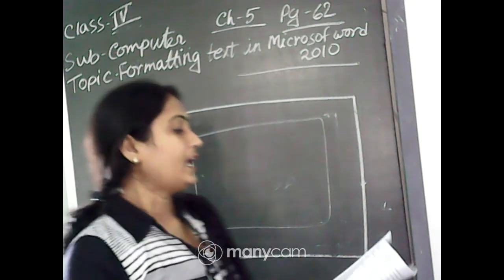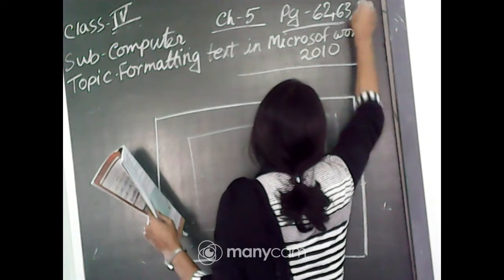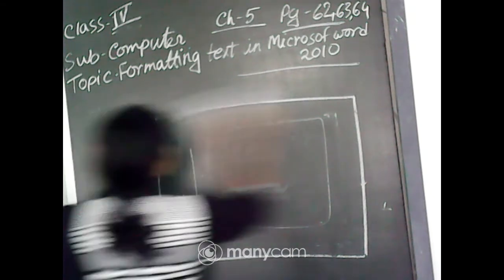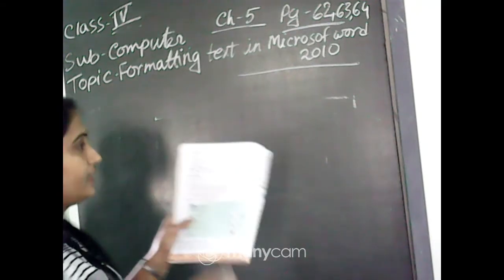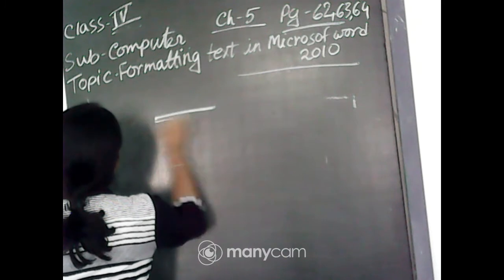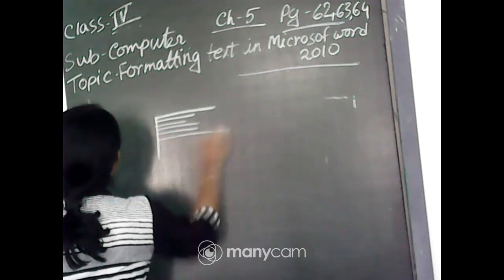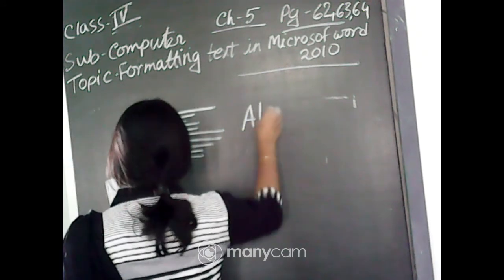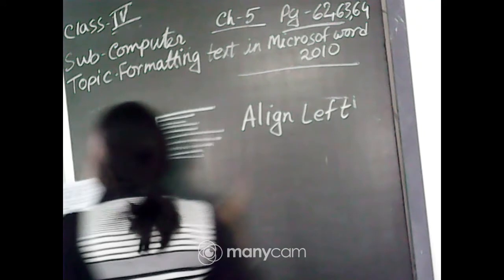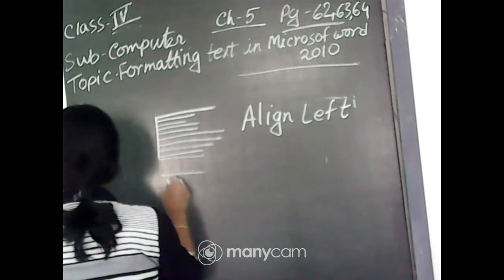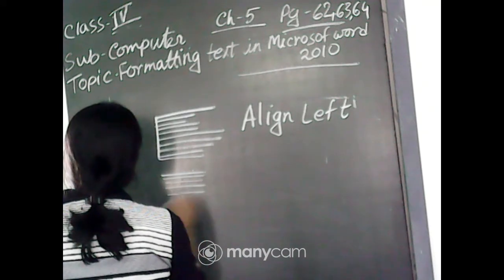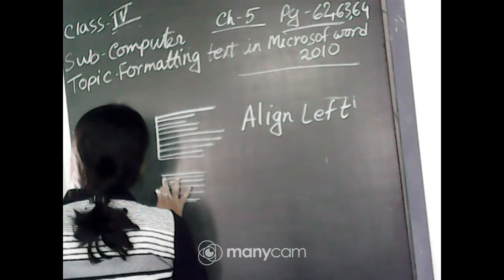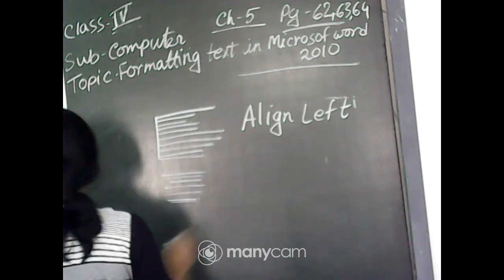Turn over to page 64. Alignment. Here, left alignment. All the symbols are available here. Left alignment means the left side will start from the same position, but the right side is not necessarily the same. This is align left, and this is align center. This is called the center alignment. Whatever the letters, they will be in the center of the page.